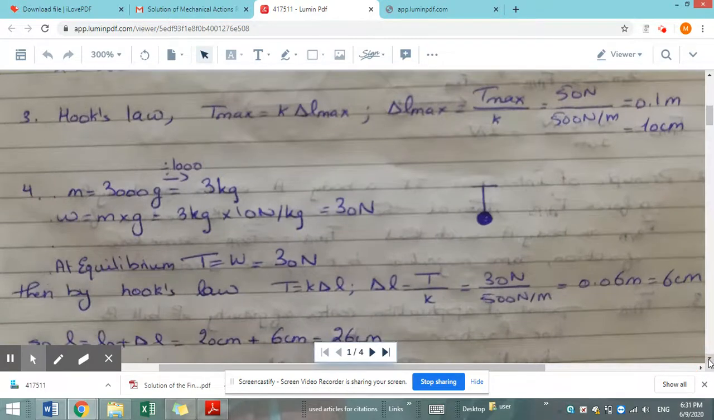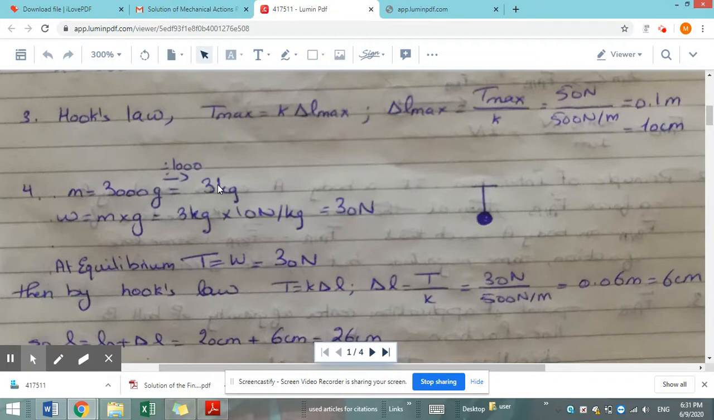4. Determine the length of the spring when a mass of 3000 grams is hooked to the free end of the spring. Suppose this is a spring here. I should have drawn it as a spring, not a wire. So first, the object connected to the spring is 3000 grams. Grams is not the SI unit of mass, so we have to convert it to kilograms by dividing by 1000. It becomes 3 kilograms. Now we need to determine the length of the spring, L.